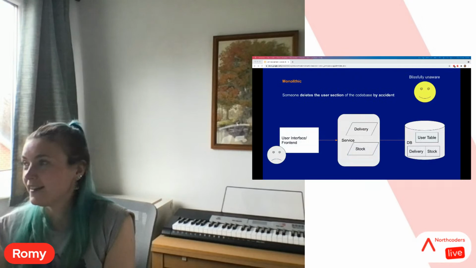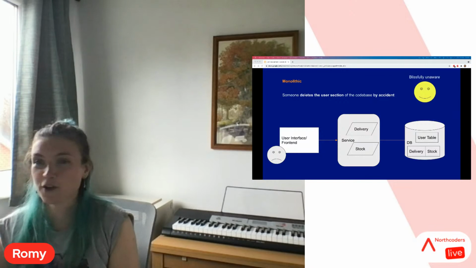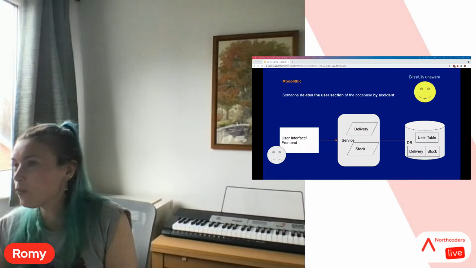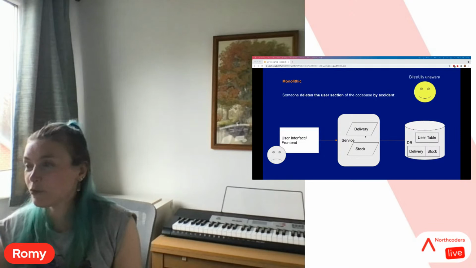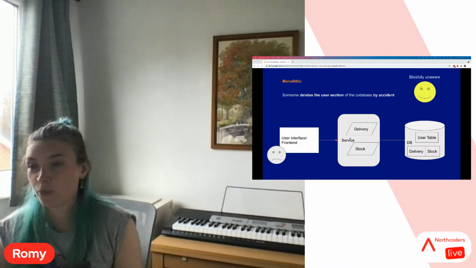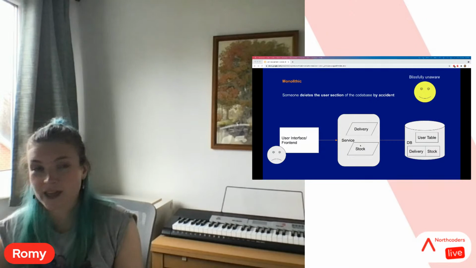So here's a monolithic example. Someone deletes the user section of the code base by accident. Stuff like this happens. So without any monitoring, we know that something has gone wrong because someone's deleted the user section, but this blissfully unaware developer does not. If all of our code is in the same repository and interdependent, it might take us a while, A, to be told by the customer that our service isn't working as expected, B, to find where the issue is in our complicated monolithic repo, and then more time to actually do the fixing.